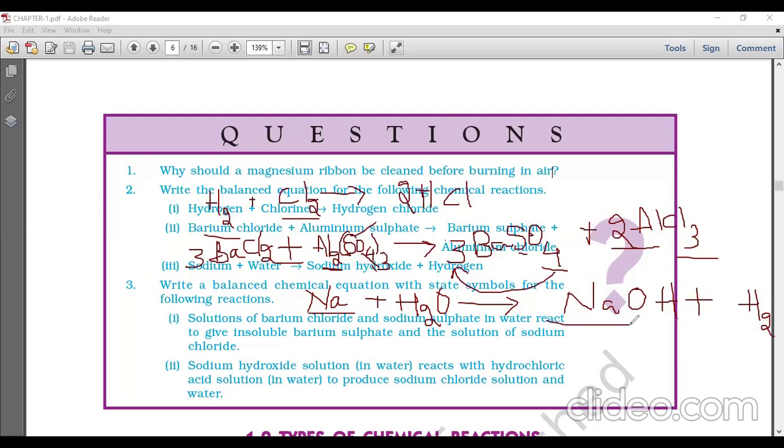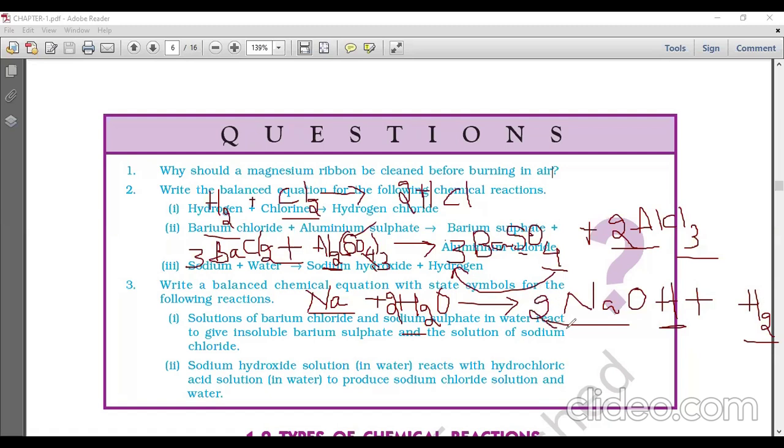Sodium 1, sodium 1, balanced. Hydrogen: on the left you have 2, but on the right you have 2 and one more. So now the right side has 3, but the left side has 2 only. So what I do is I'll put 2 here. Now how many hydrogen? 2 2s are 4. So here how many do you have? Left side 1 only, here 2. So what I'll do, I'll keep a 2 here.